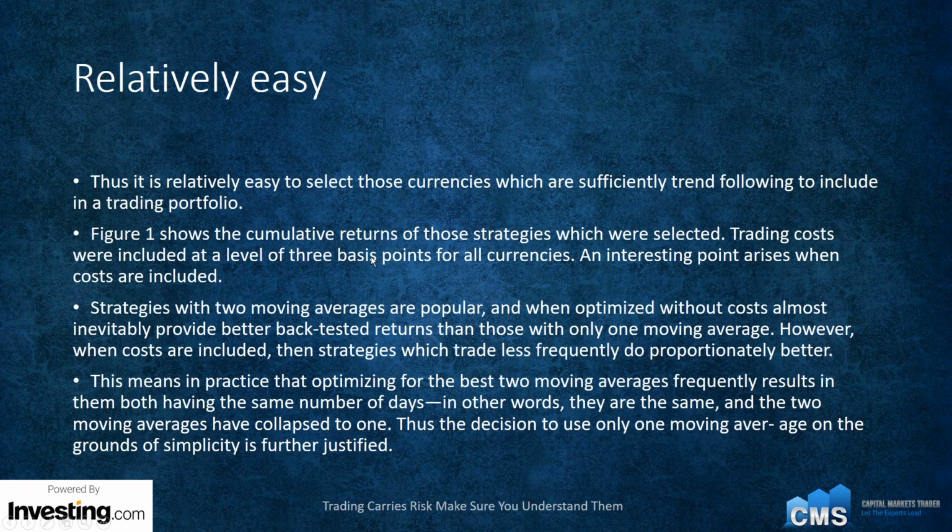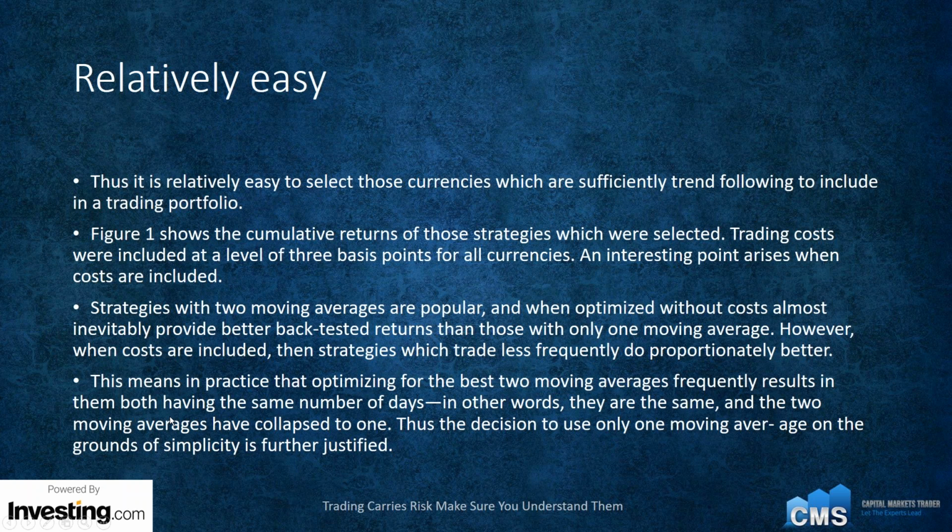An interesting point arises when costs are included. Strategies with 2 moving averages are popular, and when optimized without costs, almost inevitably provide better back-tested returns, because that means you're making small amounts of profit. However, when costs are included, then strategies which trade less frequently do proportionally better.